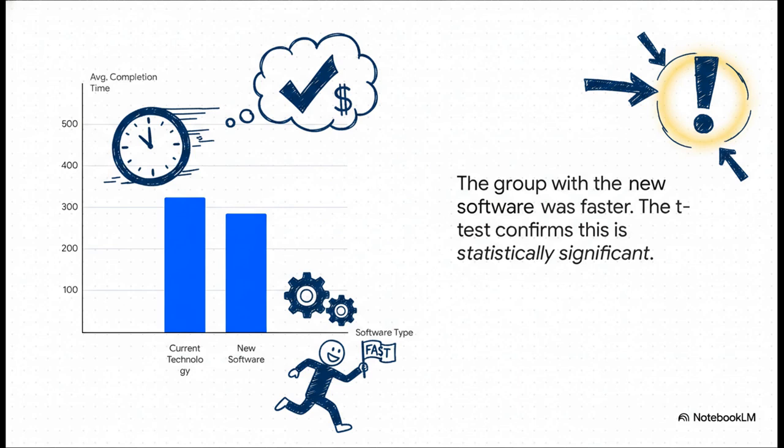And check out the results. The bar chart shows the group with the old tech took, on average, 325 hours, but the group with the new software, only 286 hours. Now, the t-test is what lets us answer the crucial question: is that difference big enough to be statistically significant? In other words, is this a real improvement, or could it have just been luck? In this case, the stats confirmed it. The new software is a real time saver.